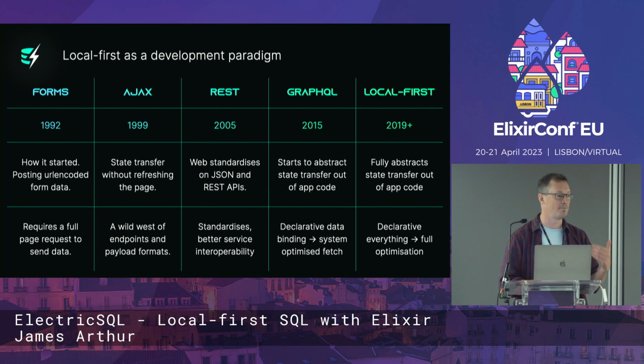Because with REST, you're still basically standardized, but you're still doing imperative state transfer. You're going, I want to move this data over here, or I want to request this resource. With GraphQL, you've moved into a declarative paradigm where you're declaring what data your components need, and then the system is basically optimizing, compiling up the fragments into a top-level query to optimize the network transfer for that kind of route. With local first, it kind of completes this picture of just fully abstracting state transfer out of the application code.